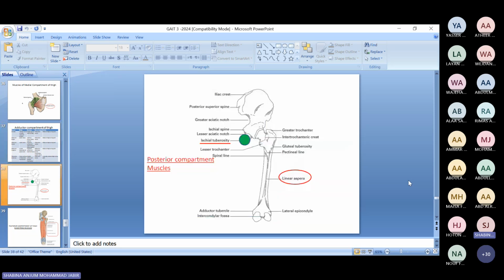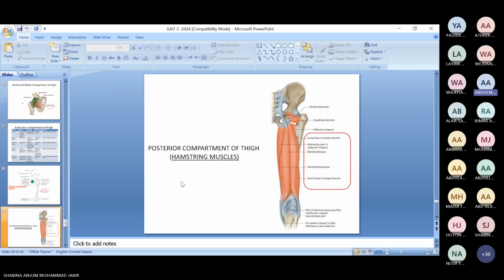Now we have the posterior compartment muscles. This is also easy because they all take origin from a common origin. What is that? Ischial tuberosity. And insertion, you will find it is attached posteriorly, and some muscles will go down also. We will see that. What do you think? What will be the nerve of the posterior compartment? Any idea? Very good, sciatic nerve.